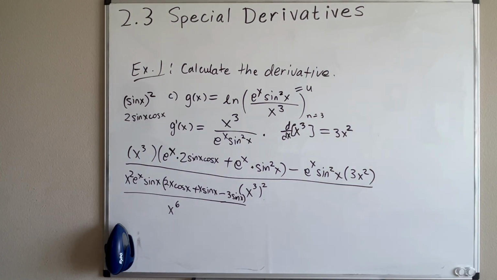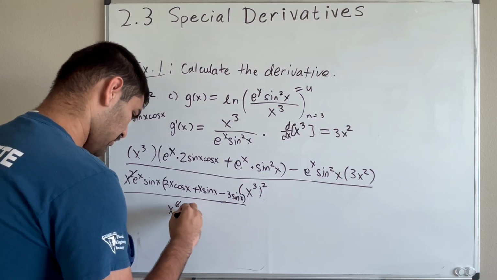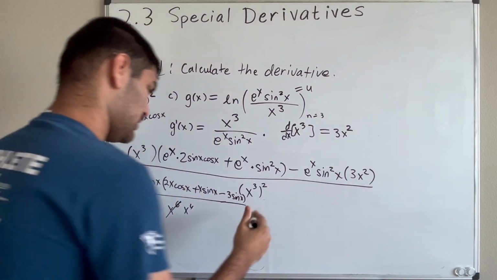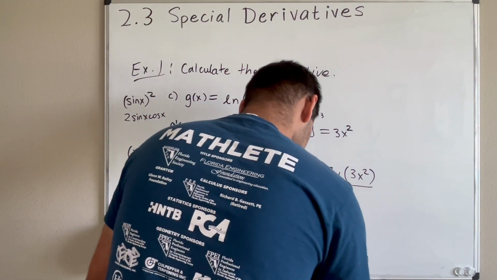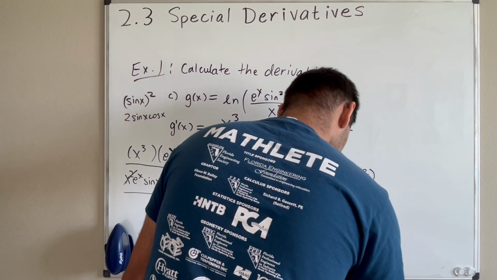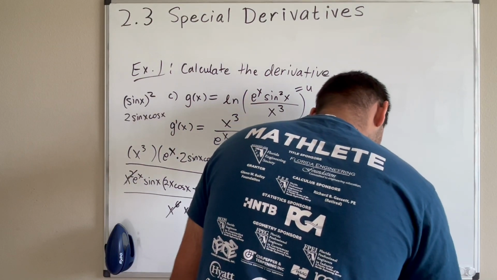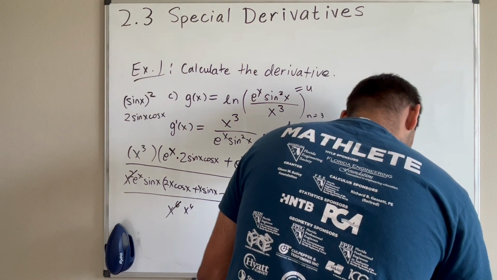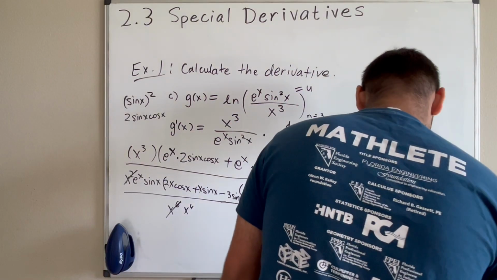Okay? So then x squared cancels with x to the 6th, and this becomes an x to the 4th. So then this becomes e to the x sine x times 2x cosine x plus x sine x minus 3 sine x, all over x to the fourth.